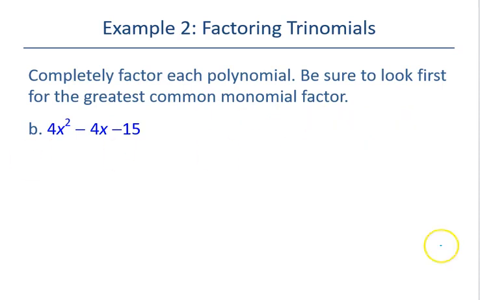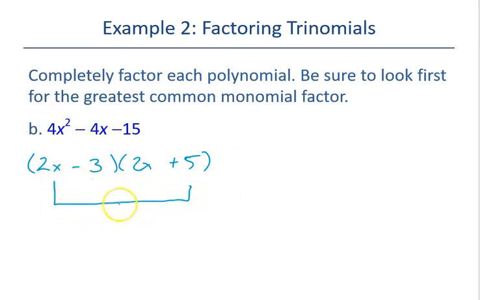Let's try again. This time I'll go ahead and use the 2x again. Let me rewrite everything out again. I'm going to use the 2x again, but this time, like I said, it's guess and check. How about I use the negative 3 and then the positive 5? Will that work? Well, I don't know. Let's check it out. 2x times 5 is going to give me 10x. And then negative 3 times 2x is going to give me the negative 6x.